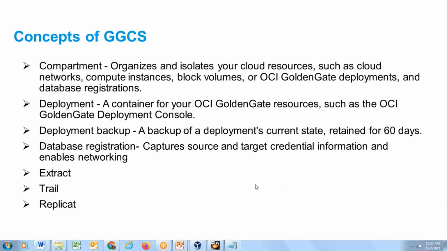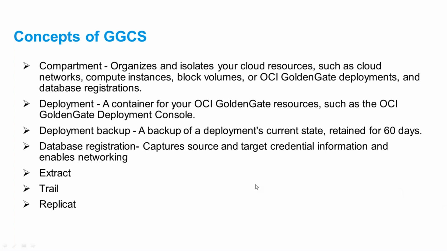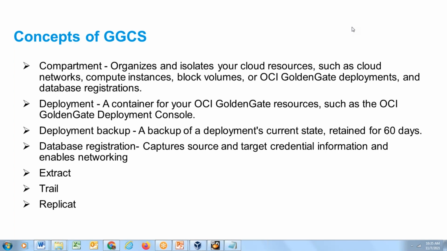Okay. So what are the components of GGCS, Goldengate Cloud Service? Components of GG Cloud Service include compartments. A compartment organizes and isolates your cloud resources such as cloud networks, compute instances, block volumes, or OCI Goldengate deployments. Then you have deployment, a container for your OCI Goldengate resources such as the OCI Goldengate deployment console. Then deployment backup. The backup of your deployment is retained for 60 days.